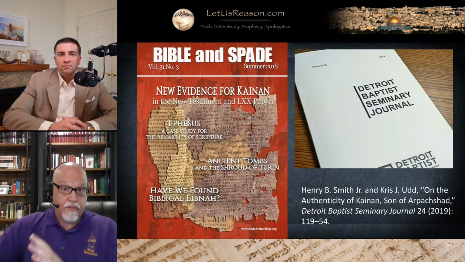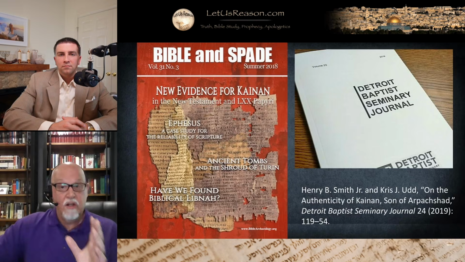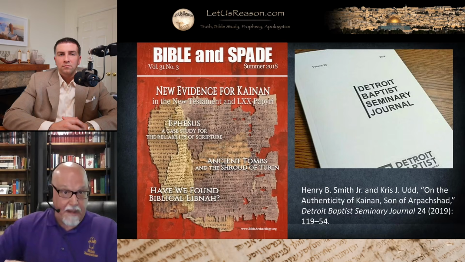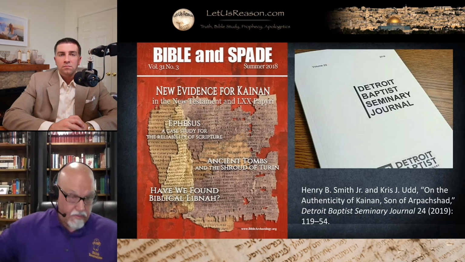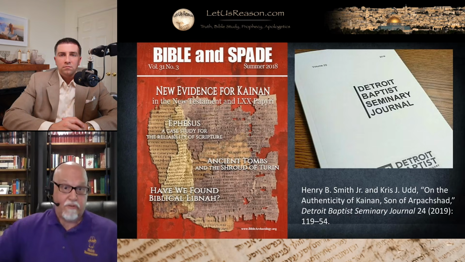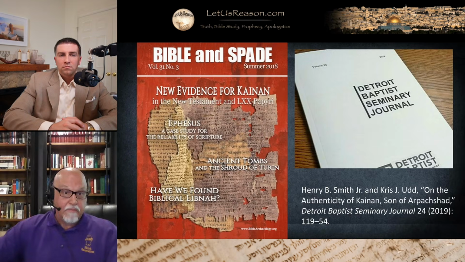I published two articles. The one on the left was a layman's version, the one on the right in the Detroit Baptist Seminary Journal, to try to figure out what's going on with Cainan. Was Cainan added to the New Testament? Some people say it shouldn't be there. Why is he missing from the Masoretic Text? Why is he missing from the Samaritan Pentateuch? Why is he in the Septuagint? Well, I give what I think is a pretty complicated but possible answer to that question.